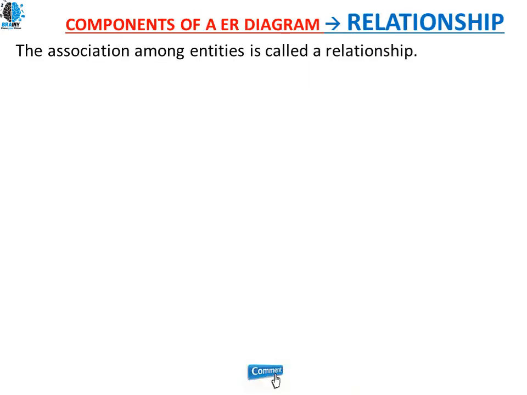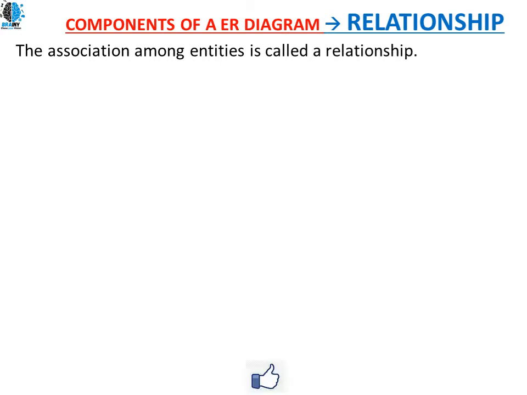Let's see the last component of the ER diagram or ER model, that is relationship. What's a relationship? The association among different entities is called a relationship in our ER model. We'll have different entities in an entity set, and how these entities have an association among themselves is defined as a relationship.